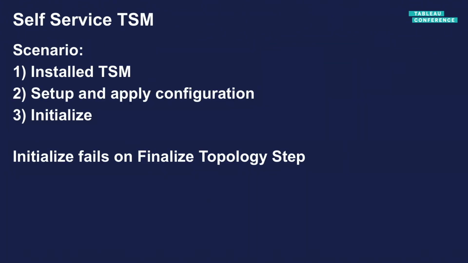So this is the scenario. I ran a clean install. I set up and applied some initial configuration, because if I set configuration before initialize, it's faster. I don't have to restart server then. Then I run initialize, but it fails on the finalize topology step.